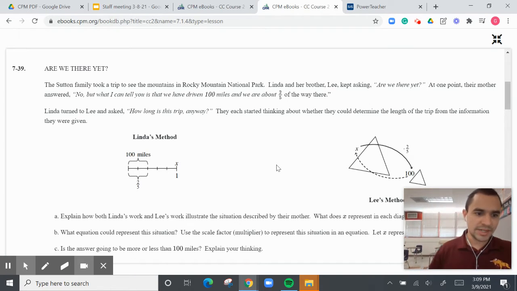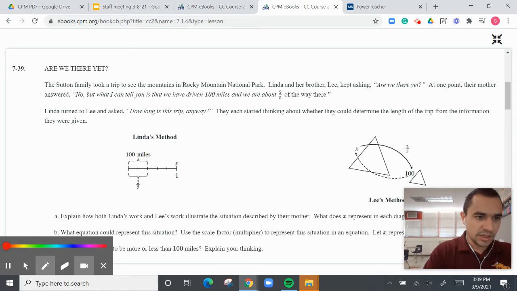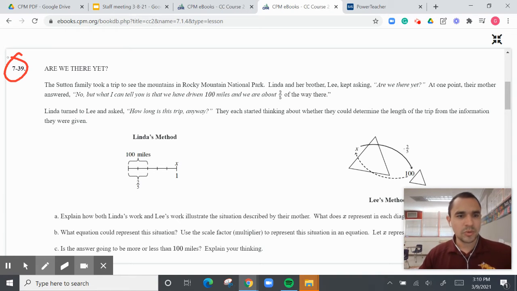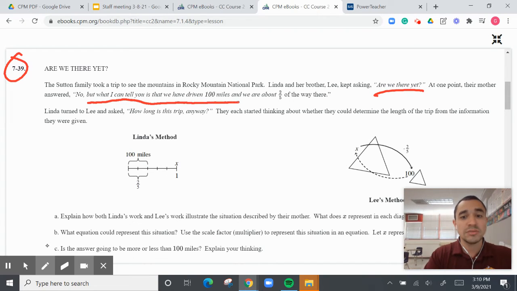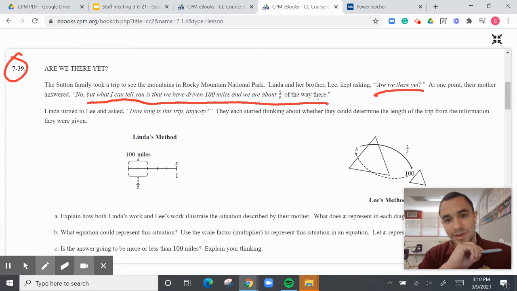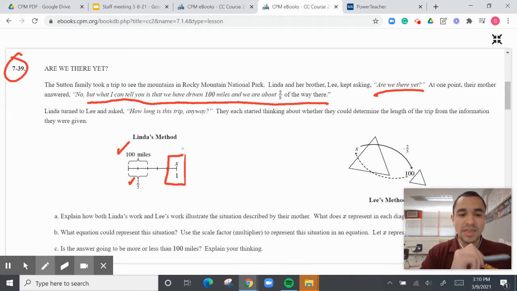Anyways, so here we go, 7-39. We're going to get started. Going to use some red right there. Are we there yet? So basically, they keep asking, are we there yet? By the way, don't do that to your parents. And they say, basically, what I can tell you is that we have driven 100 miles and we're 2/5 of the way there. So pulling a little math on them. How long is this trip anyways? And then they started to figure out how long this trip is. Well, they don't know, but they know that they're 2/5 of the way there and they've already gone 100 miles. So based on the proportions and ratios they have, they could figure out what that is.